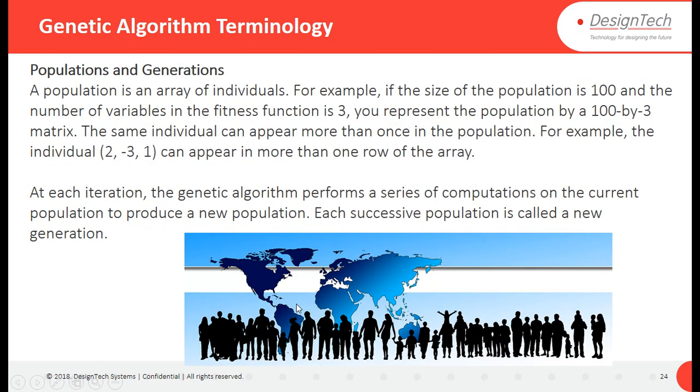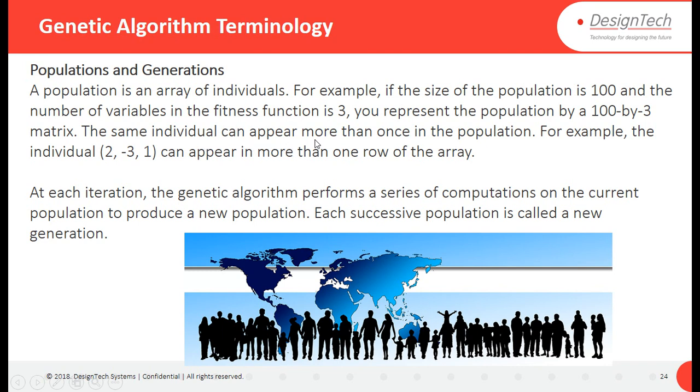Now population and generation. What is a population and a generation? A population is an array of individuals. For example, if the size of the population is 100 and the number of variables in the fitness function is 3, you represent the population by 100 by 3. If I have 2 variables and a population of 50, then the total population is 50 by 2. The number of columns will always equal the number of variables.